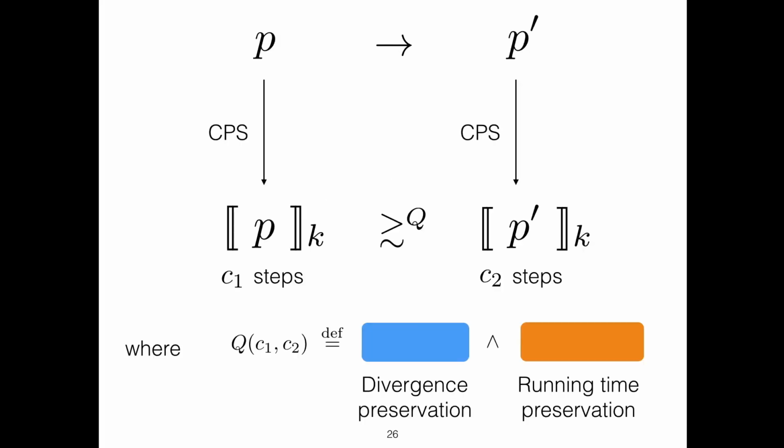Therefore, to show divergence and running time preservation, we need to find the right relations that we need to impose on the steps of the translation of P, C1, and the steps of the translation of P prime, C2. First, let's focus on divergence preservation. To show this, we need to show that the steps that the translation of P prime takes are strictly less than the steps that the translation of P takes. This way we show that for each step that happens in the source program, there is at least one step that can happen in the translated program.